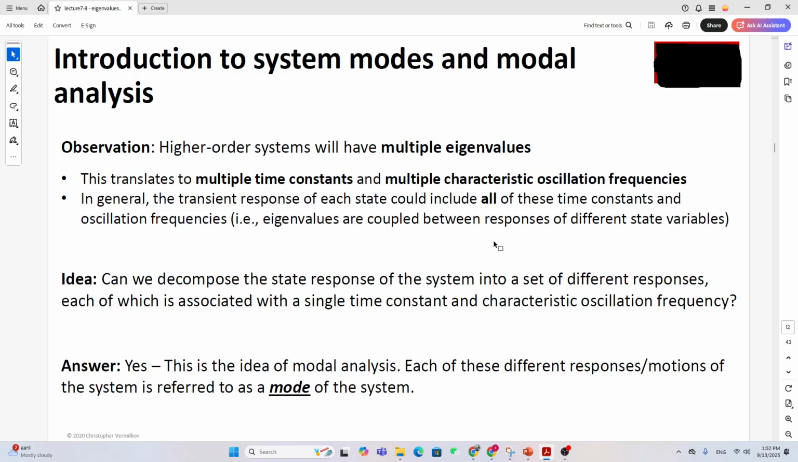But can we decompose the state response of the system into a set of different responses, each of which is associated with a single time constant and characteristic oscillation frequency? The answer is yes. This is the idea of modal analysis. Each of these responses, or motions of the system, is referred to as a mode of the system. Each mode can be involved with different states, it doesn't need to be a single state. It can be coupled by different states altogether.